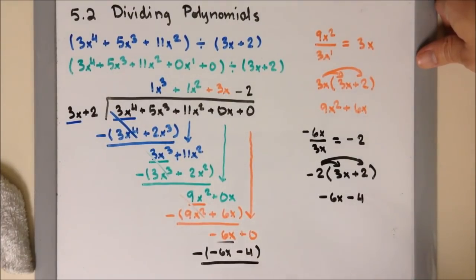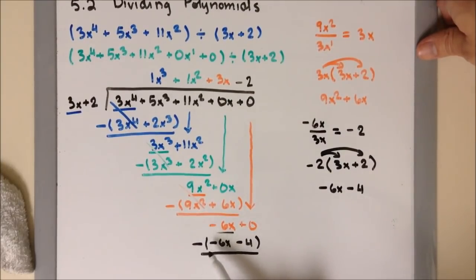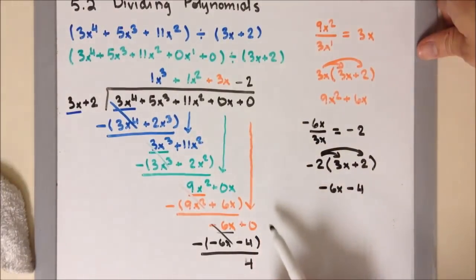So, when I distribute the minus to this negative 6x, this will become positive 6x. So now you have negative 6x plus 6x. This will cancel out. Then when I distribute the minus to this negative 4, it becomes positive 4. So it's 0 plus 4. My remainder is 4. Now the reason it's my remainder is that we're down to our last term, which is a constant number. There's no more terms to work with, so this is my remainder.